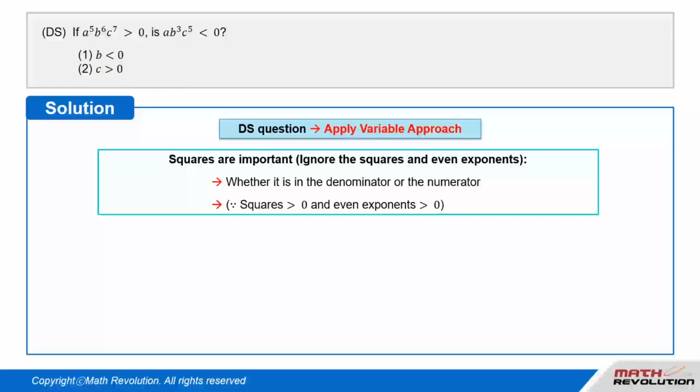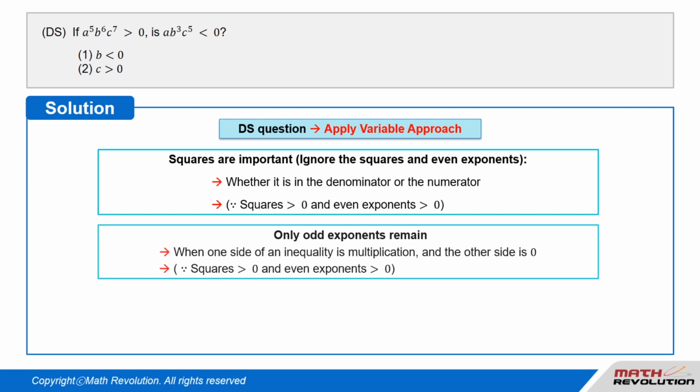Solution: let us solve this DS question using the variable approach. Only the odd exponents remain. Although square or even exponents are also important, when one side of an inequality is multiplication and the other side is 0, only odd exponents remain. This is because squares or even exponents are always positive. Thus, the sign of a product is determined by the odd exponents.